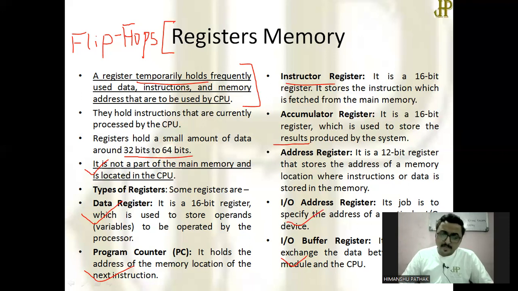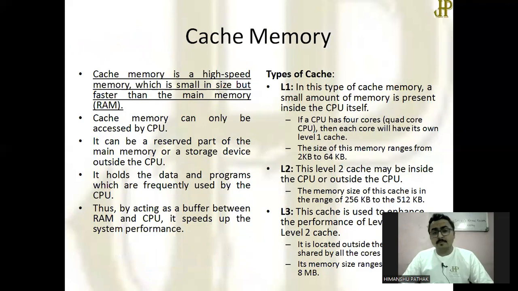These are basically used to speed up the processing of the CPU. That's all. Next one is cache memory. Again, cache memory is a high-speed memory which is small in size but faster than main memory. As we know, the speed of the CPU is much faster than the primary memory, that is known as RAM, random access memory.